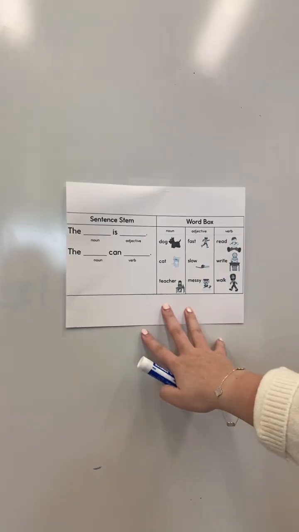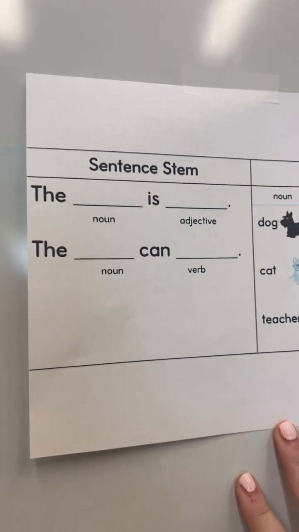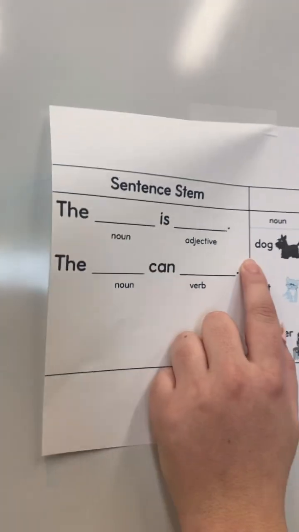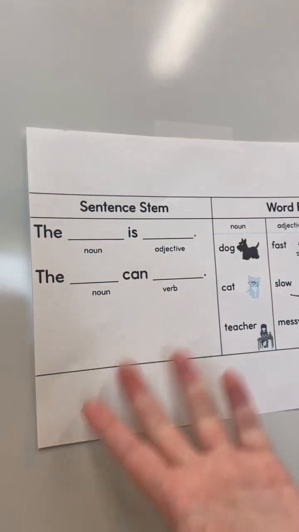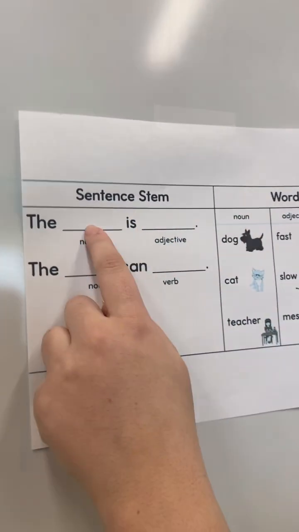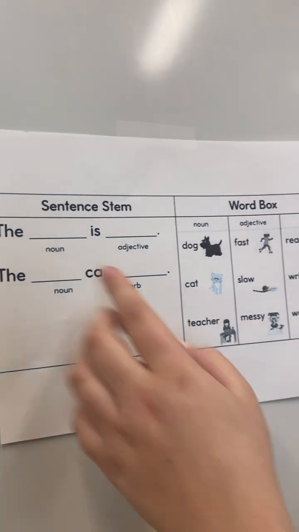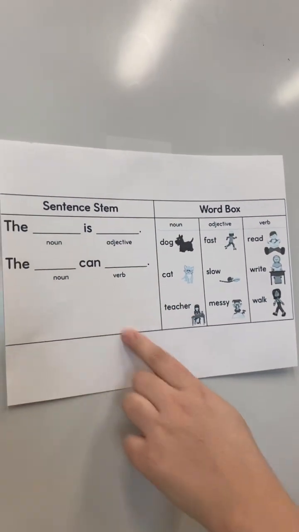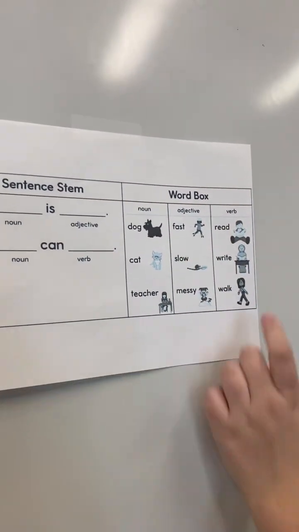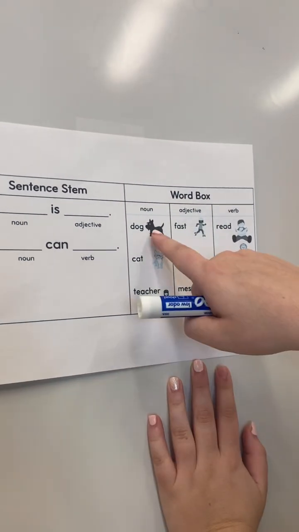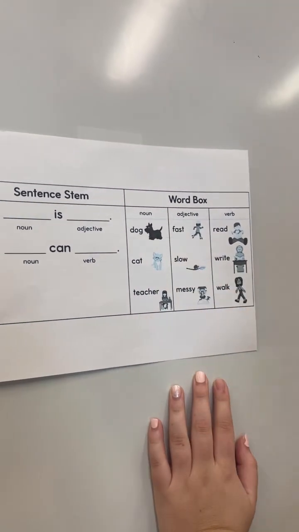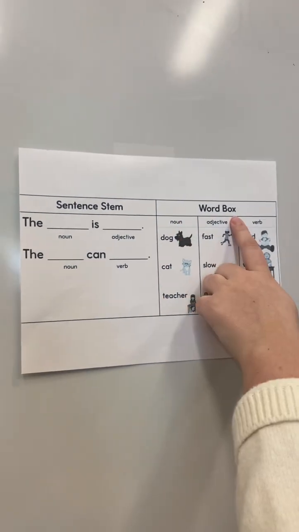This would be an example of how you can implement it in the classroom by having a sentence. This would obviously be a lower grade level, but you would have a sentence starter or a sentence stem for them to use, and then students would be expected to go to their word bank and choose based off of the picture, like a noun, an adjective, or a verb.